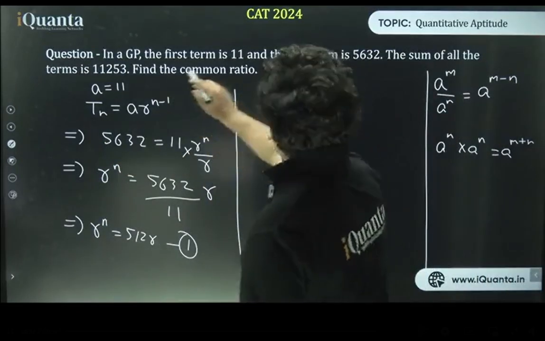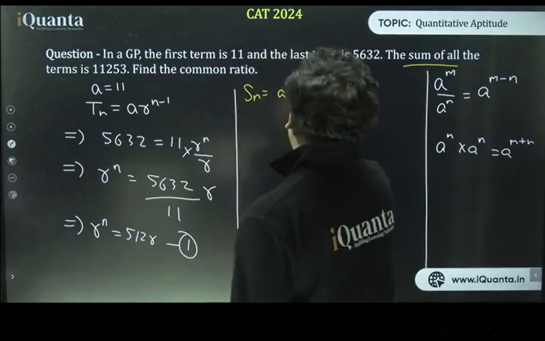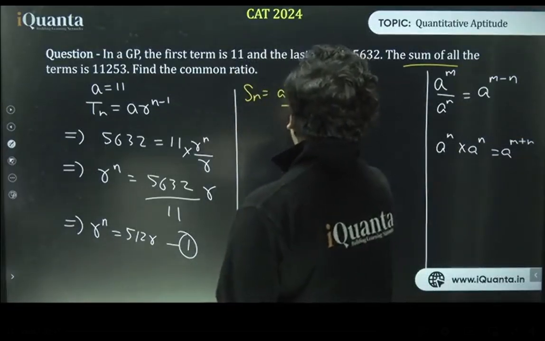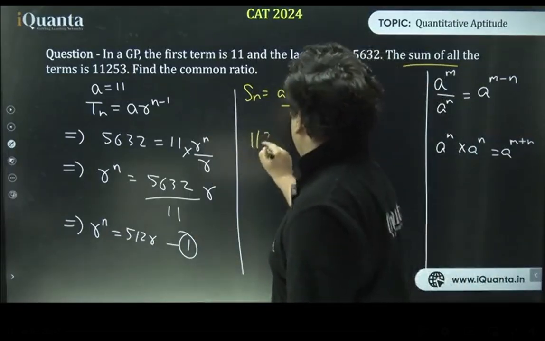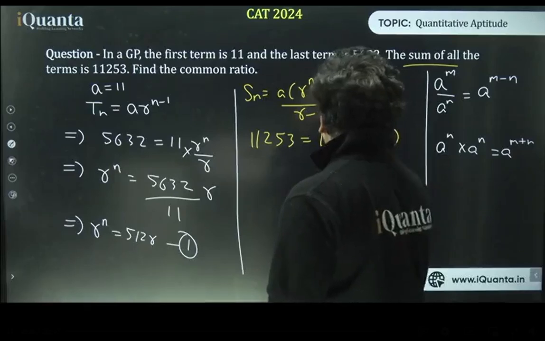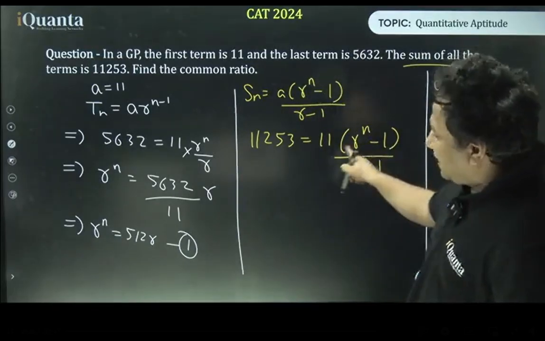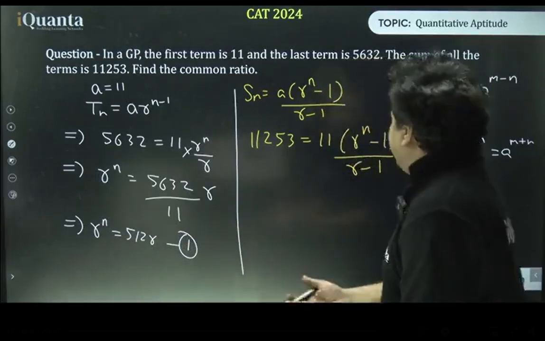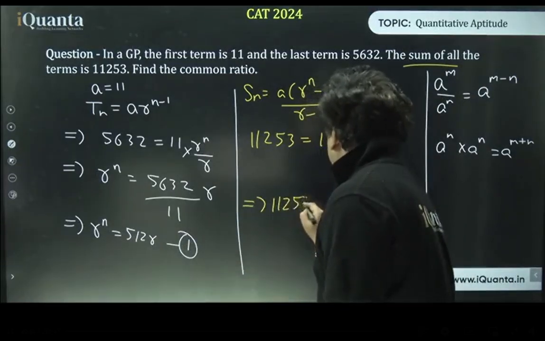Now coming to the second part. Sum of all the terms. Sn is equal to a times r to the power n minus 1 whole upon r minus 1. A is 11, r is unknown. Let's expand that, and Sn is given as 11253. Now all I am saying is I replace r to the power n with 512 r. Why? Because that will be easy to calculate. By cross multiplying, you get 11253 upon 11.